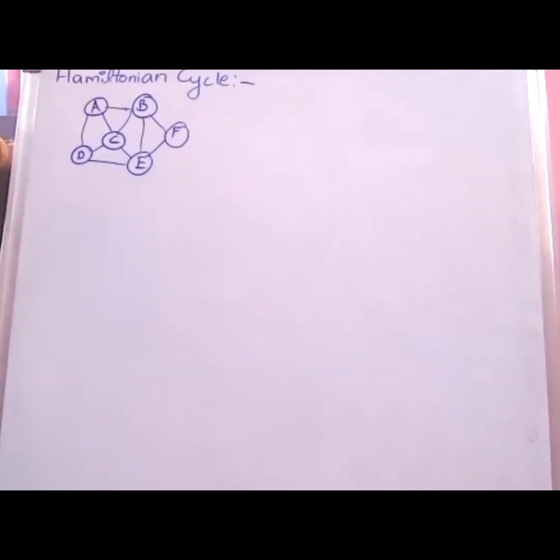Hamiltonian cycle: visiting all the vertices in a graph only once, with a cycle, that is, the starting and ending point should be the same. And the condition is visiting all the vertices only once. If any cycle of that type is present in the graph, we can call it a Hamiltonian cycle. So whenever they give any graph in your question and ask you to find the Hamiltonian cycle, how many Hamiltonian cycles are there?